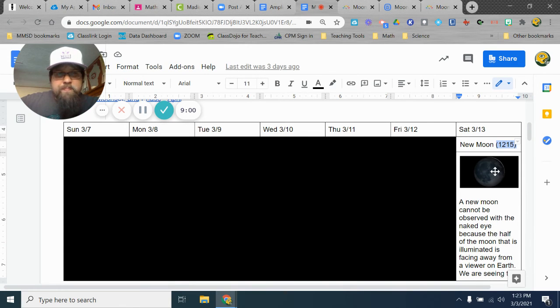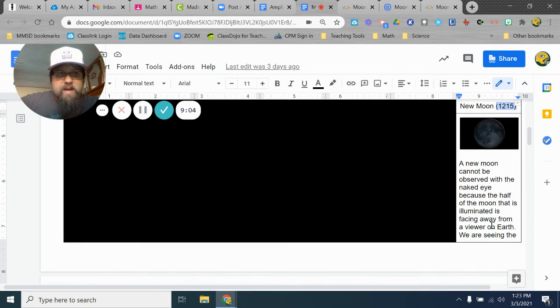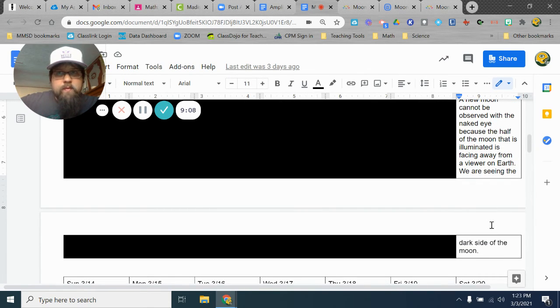So I have a picture of it. It says a new moon cannot be observed with the naked eye because half the moon that is illuminated is facing away from a viewer on Earth. We are seeing the dark side of the moon, or not really seeing it, I guess you could say. All right. And then each week from here on out, we'll play a short video that describes what you should be completing in each week hereafter. Remember, this is about a month-long project.